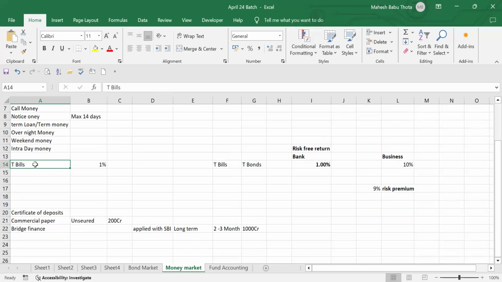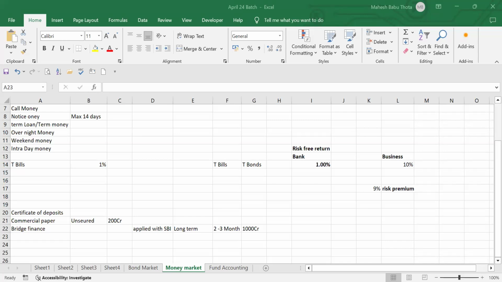Do you want the difference between treasury bills and commercial paper? And what is commercial bill? No, I haven't heard about it. Commercial paper is there. This commercial bill, they both are the same.